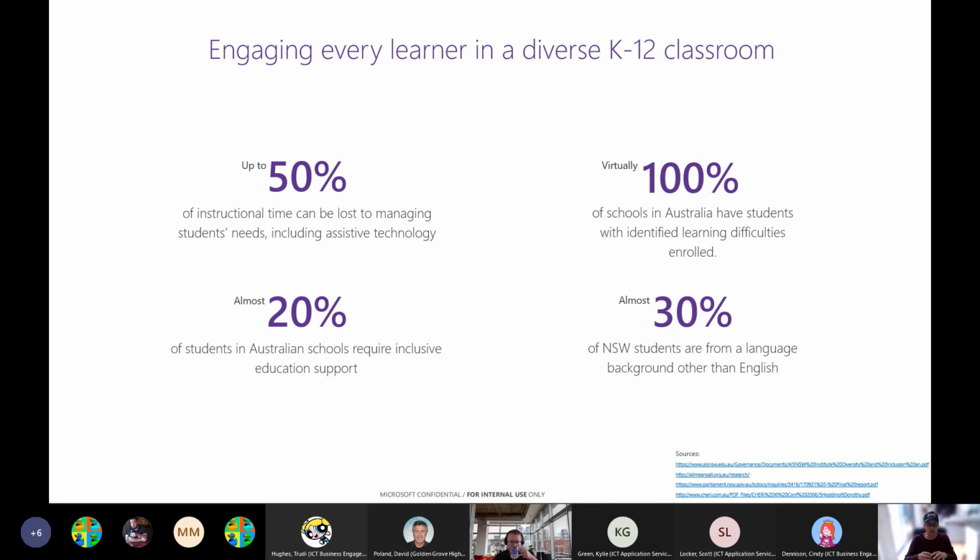Almost 20% of students in Australian schools require inclusive education support. And whilst 30% of New South Wales students are from a language background other than English, it's actually about 25% Australia-wide, which means that 1 in 4 students are coming into your classes from a language background other than English. So trying to really share that this is an everybody issue, this is an every school issue, that we're certainly not just talking about special schools or a small percentage of schools. Thanks, Rich.